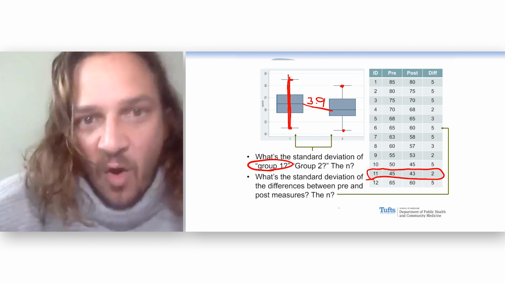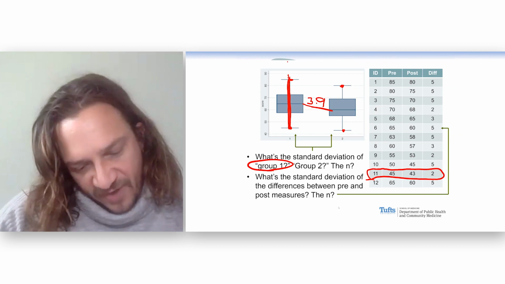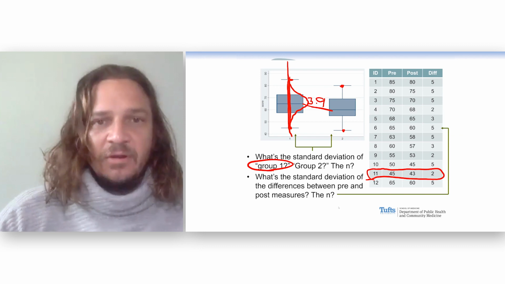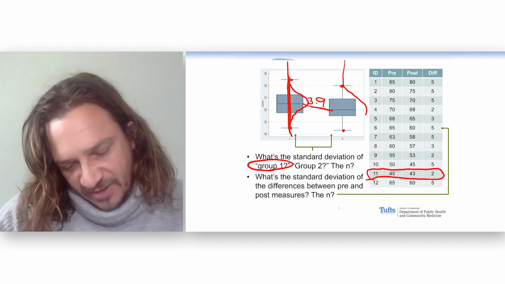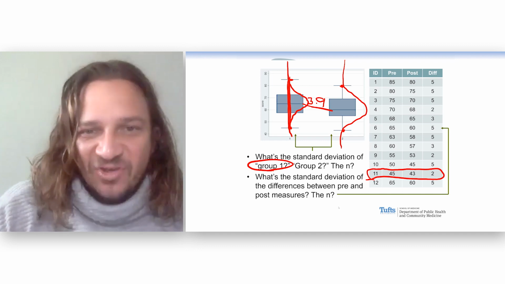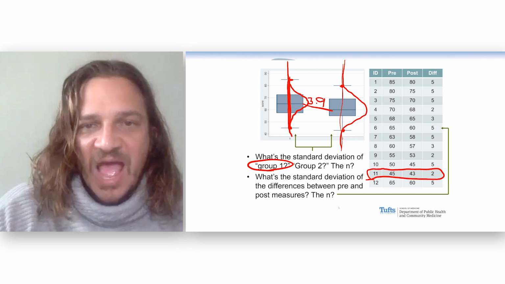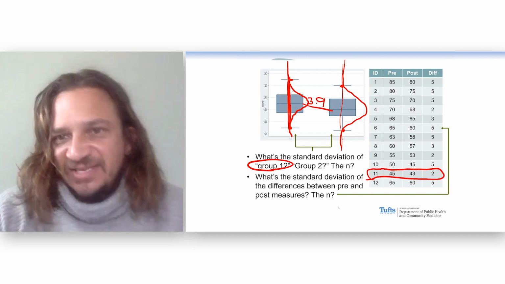If you tilt your head all the way to the right, you can draw a normal curve on top of this box plot. It looks something like this. See that? And you can draw a normal curve on top of this box plot. It might look something like this. And when you see that, you really get a sense of how much overlap there is. 3.9 is not remarkable.